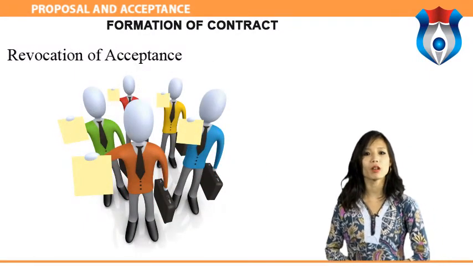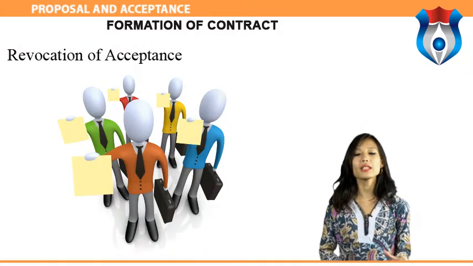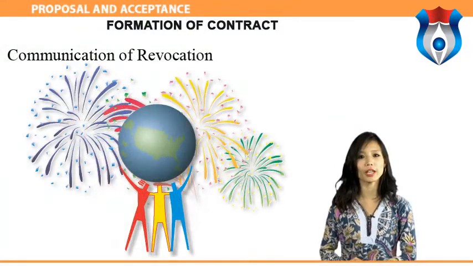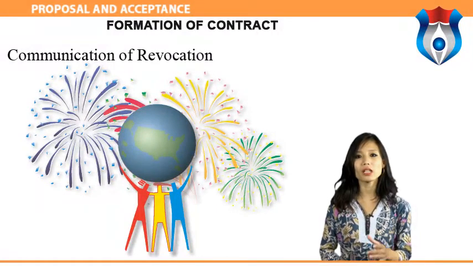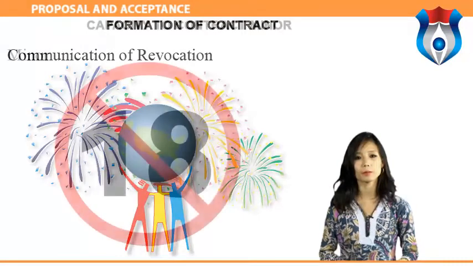Revocation of acceptance. Section 5 of the Contract Act provides that an acceptance can be revoked any time before the acceptance comes to the knowledge of the proposer but not afterwards. Communication of revocation. According to Section 3 of the Act, the revocation of a proposal or an acceptance is deemed to be made by any act or omission of the party by which he intends to communicate such revocation or which has the effect of communicating it. According to Section 4 of the Act, the communication of revocation is complete.